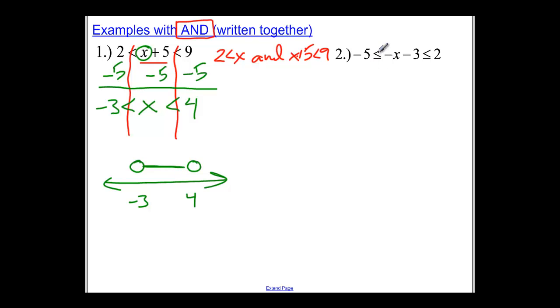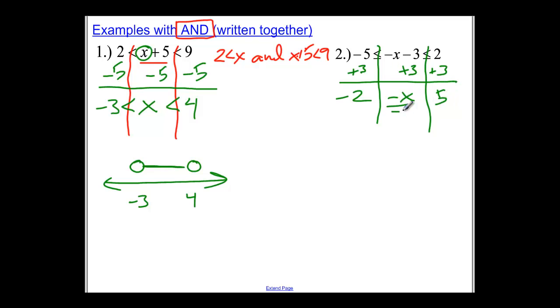Okay, let's take a look at the example here. So again, I'm going to draw my bars down here where my equal signs would be. I'm going to add 3, move the 3 to all sides. So we have negative 2 here, 5 here, and then negative x in the middle. Next, I'm going to divide by negative 1, all sides. So that becomes a positive 2, positive x, and a negative 5.